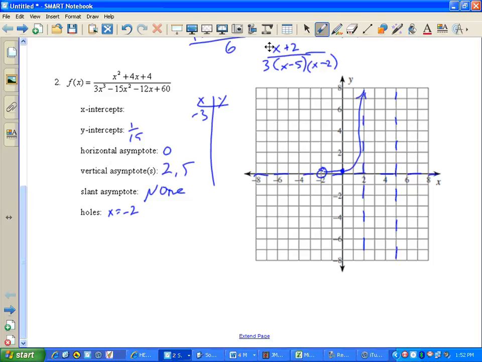So if I plug negative 3 in, on the top I'm going to get negative 1. On the bottom I'm going to get 3 times negative 8 times negative 5. So 8 times 5 is 40 times 3 is 120. So I'm actually, on the bottom side, very close to my asymptote. I guess that's the same thing. So that means I'm going to come out on the bottom and follow my horizontal this way.